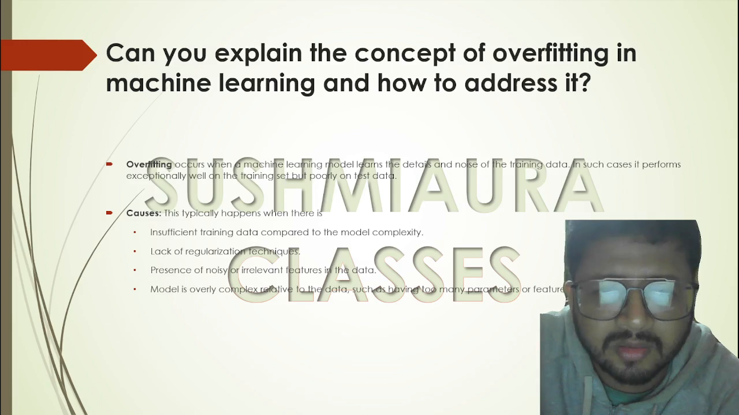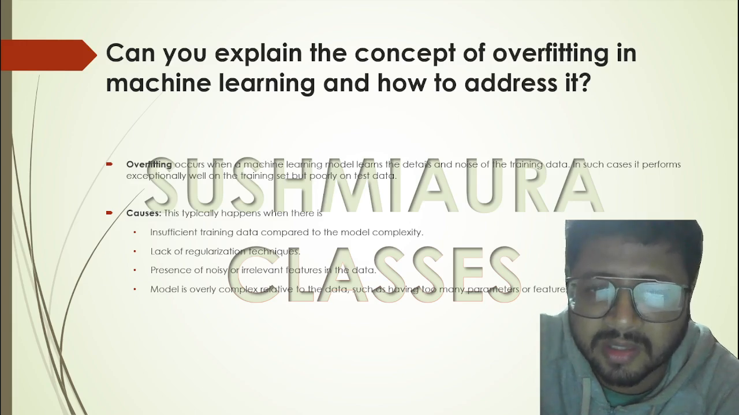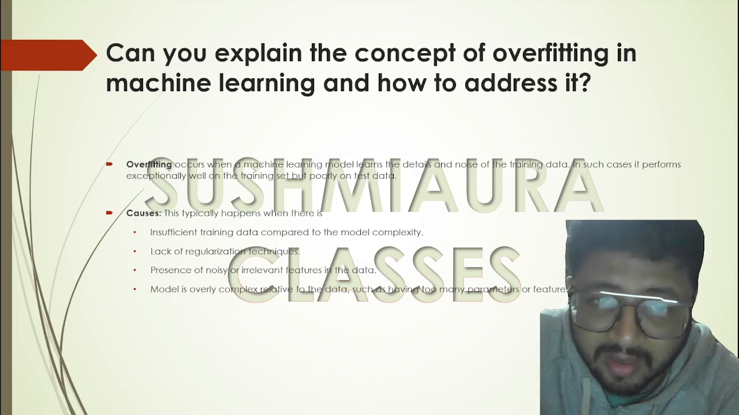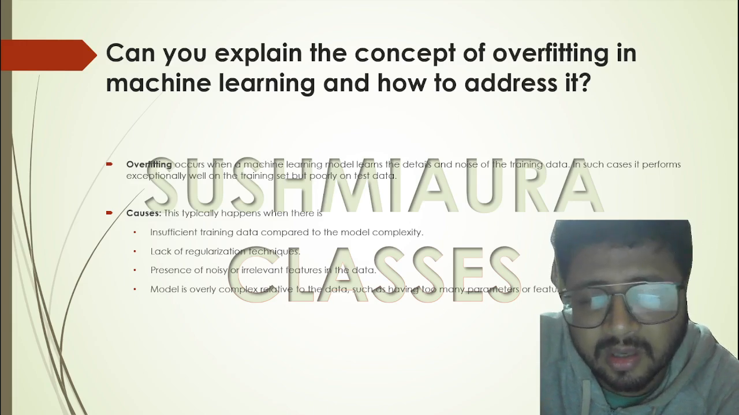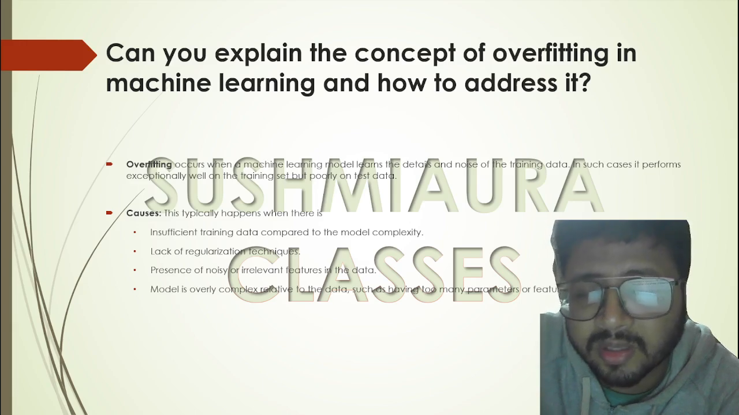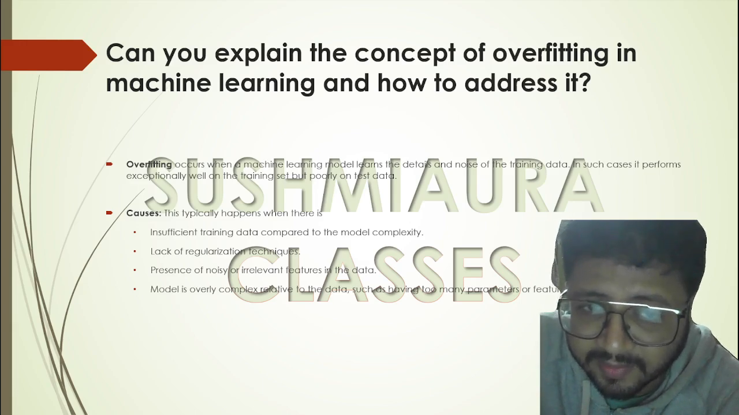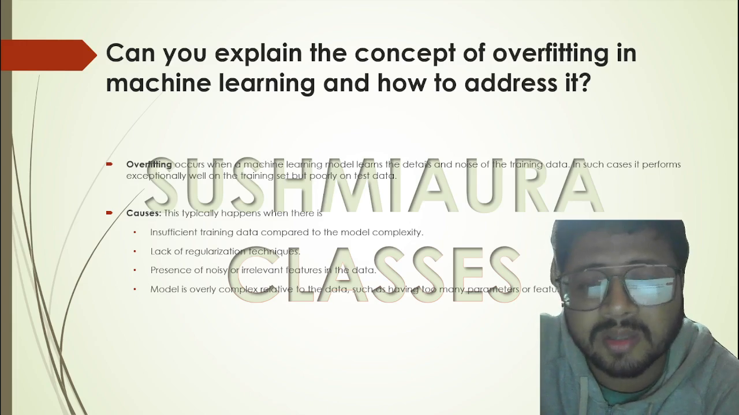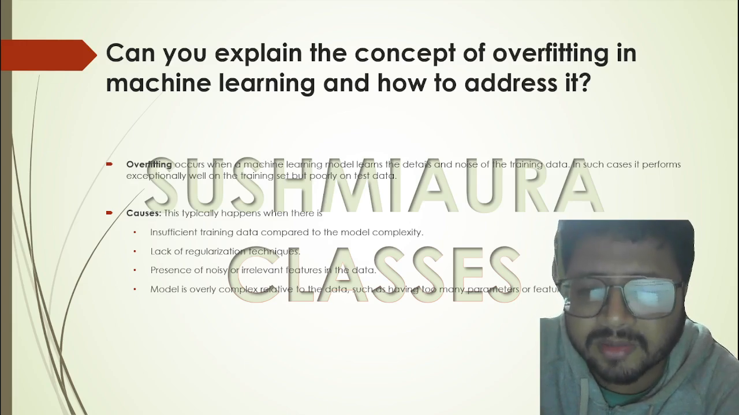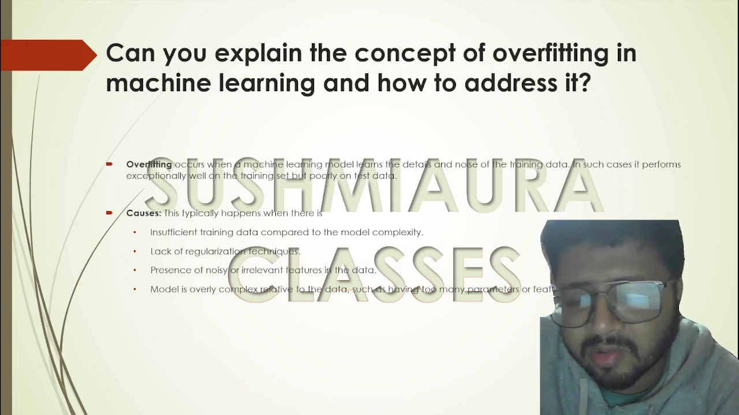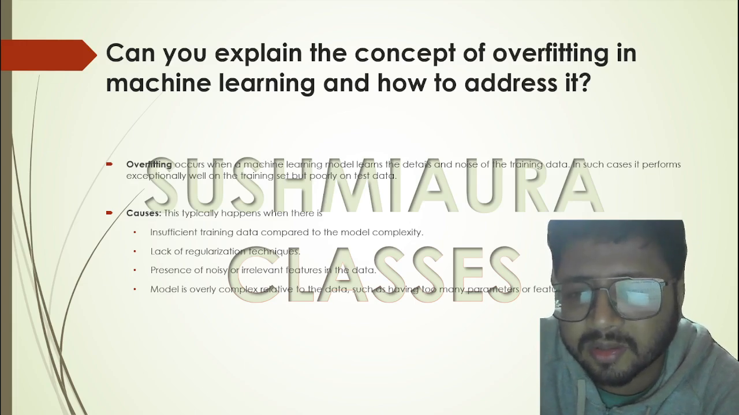It can occur if there is insufficient training data compared to the model complexity, or if there is a lack of regularization techniques. It can even occur if there are a lot of noisy or irrelevant features in the dataset. A fourth scenario is that the model is extremely complex, with too many parameters in comparison to the number of features. Okay, so this is how you can explain what overfitting is and what can cause it.